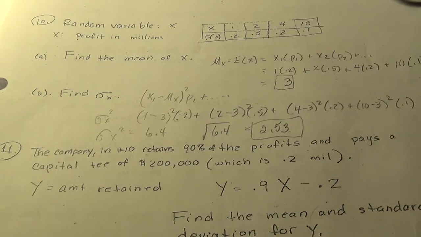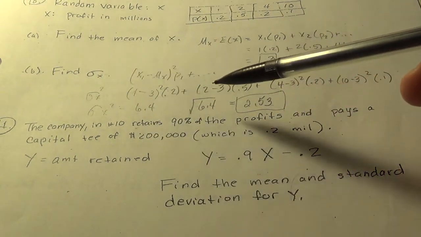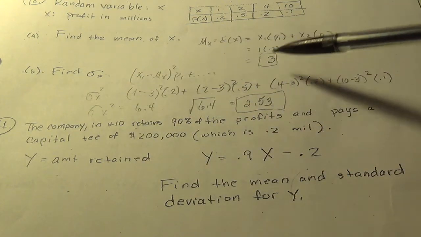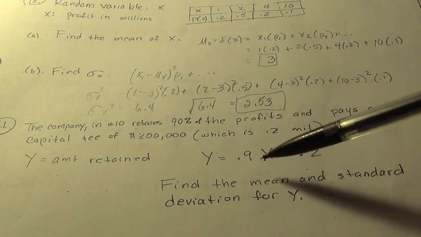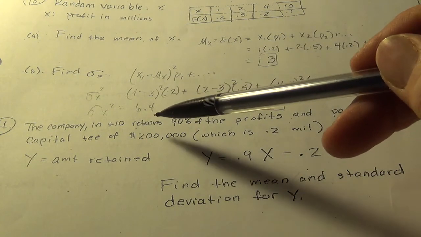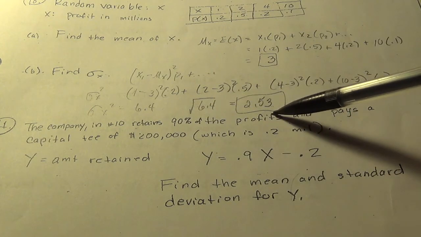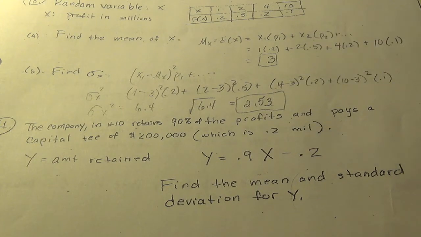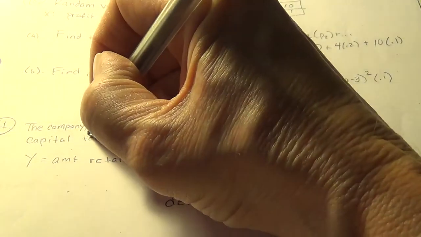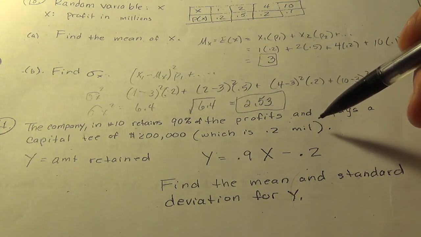So on 11, this is where we end it in class, but I'm going to review this again. Say that the company in number 10, so this mean and this standard deviation are in play in this problem, which I didn't pick up on in class. It turns out the company doesn't get all this money. It only gets 90% of the profit. Maybe it donates 10%. And it pays a capital fee of 200,000. We're going to work in mils, so we'll call it 0.2 mil.